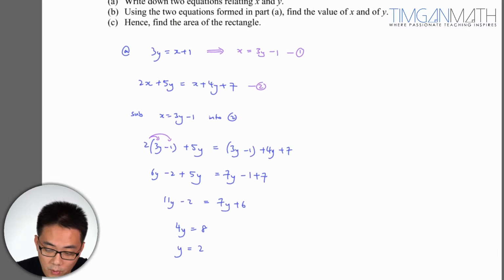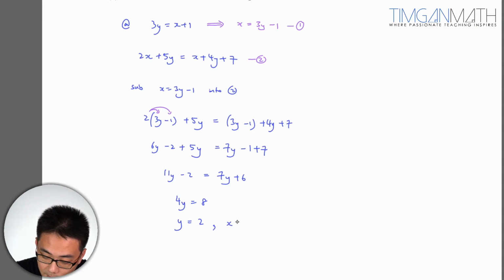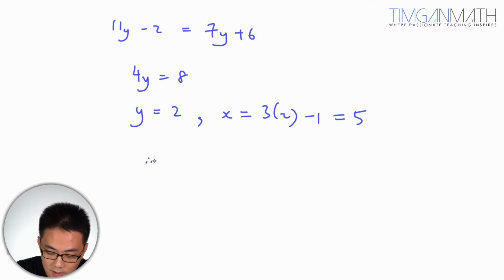Okay, so once y is equal to 2, we could solve for our x. So x would be 3 times 2 minus 1, which is 6 minus 1, which is 5. So there you go. Your answer will be x equals 5 and y equals 2.